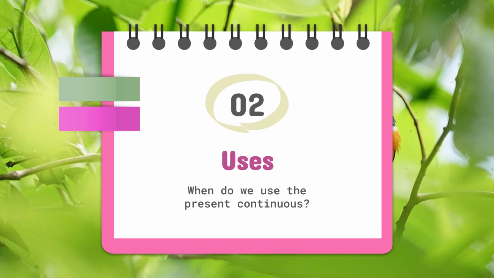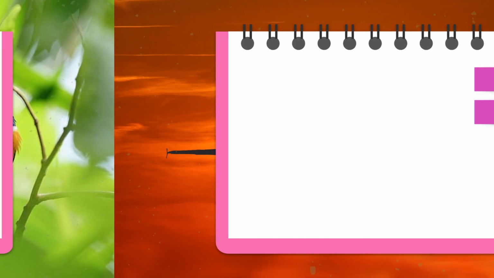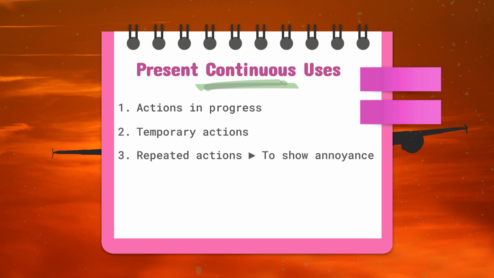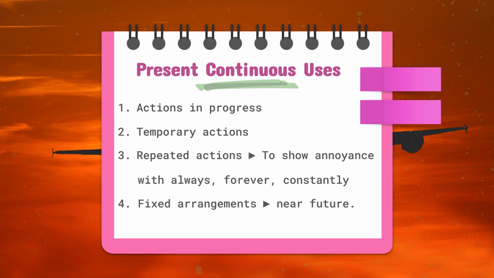All right, now let's have a look at how we use the present continuous. Let's see when we use it. Actually, there are 5 uses. Number 1, actions in progress. Number 2, temporary actions. Number 3, repeated actions to show annoyance with always, forever, constantly. Number 4, fixed arrangements, near future. And the last one is for current trends and development.